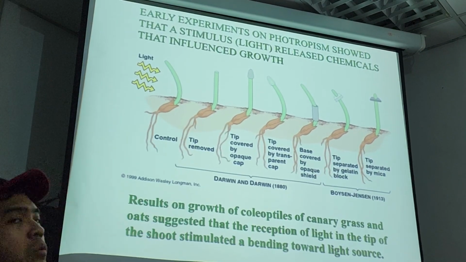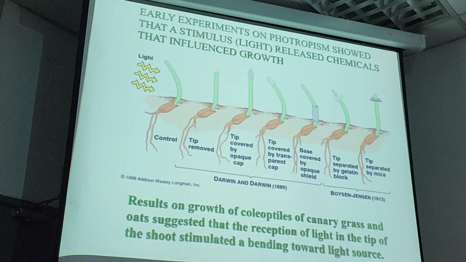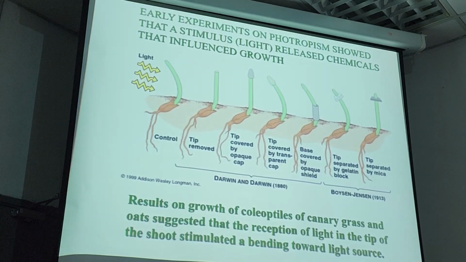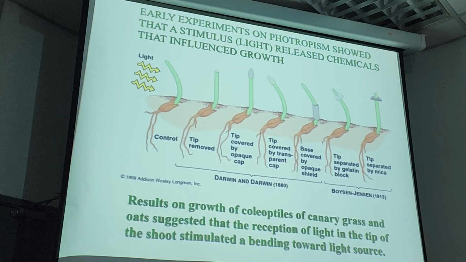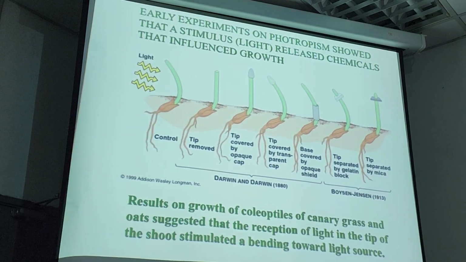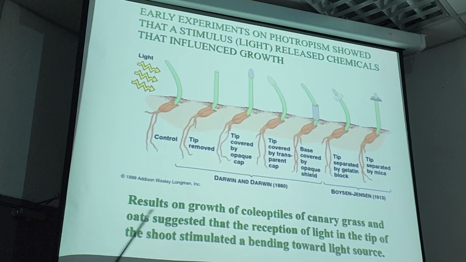So he started to hypothesize, postulated that there must be some kind of chemical or substance that gets produced within the coleoptile region, the tip region. Okay, and then of course he died.